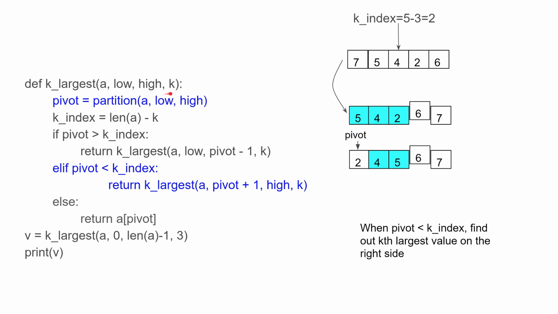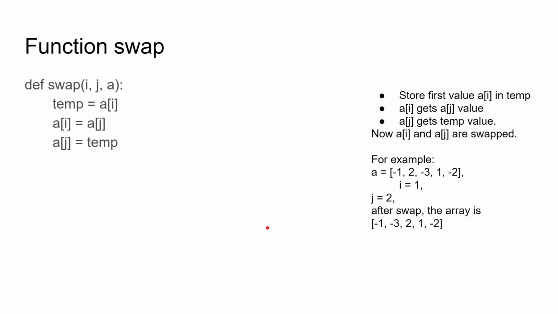Then I'll partition again, and because the pivot is smaller than the k index, it'll go to the right of the pivot and to the left of the old pivot value. When the pivot is equal to the k index after partitioning, it'll return the kth largest value, which is 5, so the output is 5.